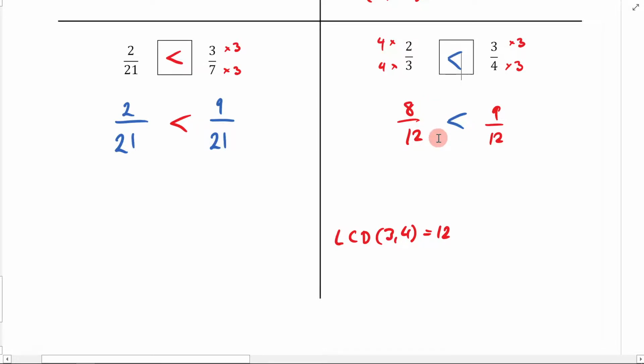All right. That's how you do that, people. Hopefully that makes sense and you feel comfortable with creating equivalent fractions to compare the size of fractions. All right, I'll see you.